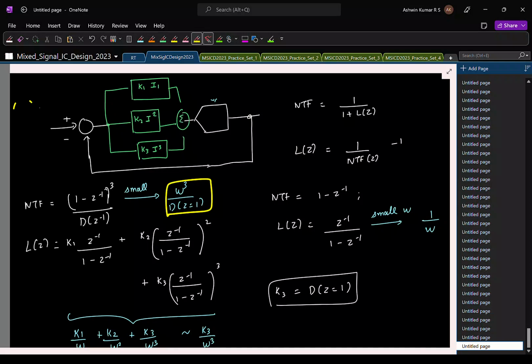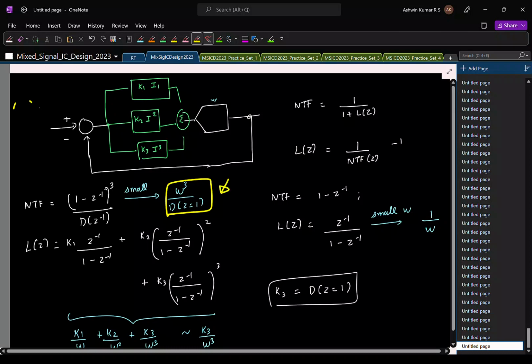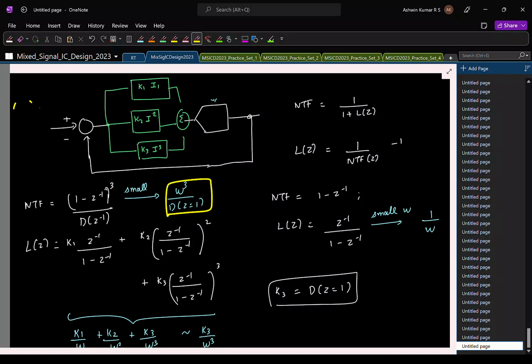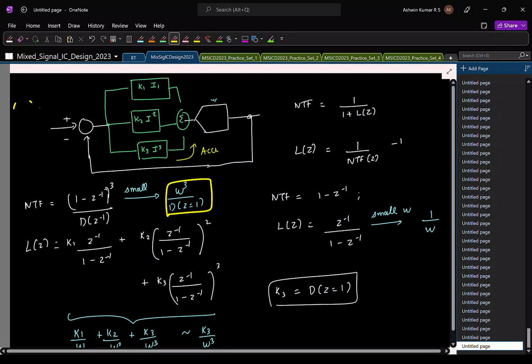Now, my only goal is to keep an NTF which is of this form. At low frequencies, I want my NTF to behave like this. That is my only goal, right? And this is being enforced by which of these 3 parts here? We have the third part. Is that clear? This I'll call the accurate path. This is what is making sure that my low frequency quantization noise is shaped by omega cube times the required factor. So that should make you ask the question, if this is the path that gives me the required shaping, why do I even need these 2 other paths?